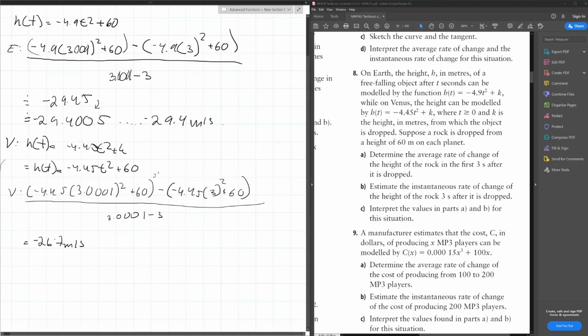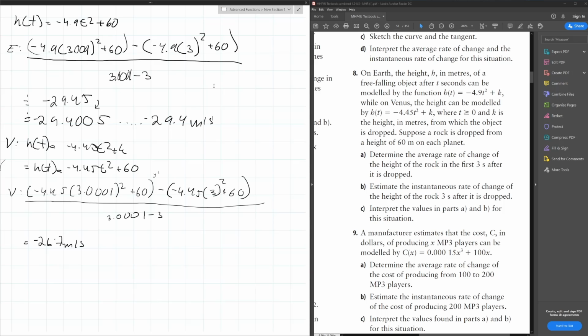What I would do and what I would recommend is actually going through all the different values. So use 3.001, 3.01, and maybe like 2.99 to find to what point those values are converging to. That is the most efficient, well, it's not really efficient, but that's the most thorough way you could determine the IROC and not make any mistakes. It's also going to show your teachers that you actually understand the concept.